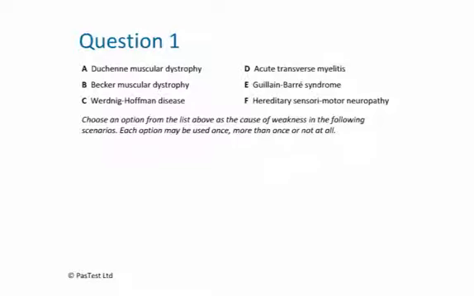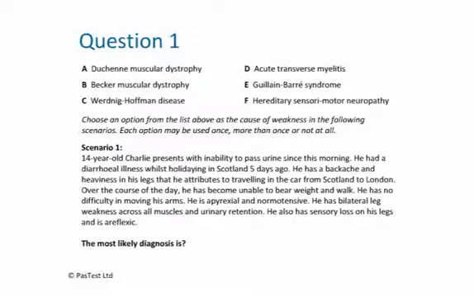Okay, let's kick off with an extended matching question. We are looking at the cause of weakness in the given scenario. The options are A. Duchenne muscular dystrophy, B. Becker's muscular dystrophy, C. Werdnig-Hoffmann disease, D. Acute transverse myelitis, E. Guillain-Barré syndrome, and F. Hereditary sensory motor neuropathy. Okay, the first scenario is a 14-year-old boy, Charlie.